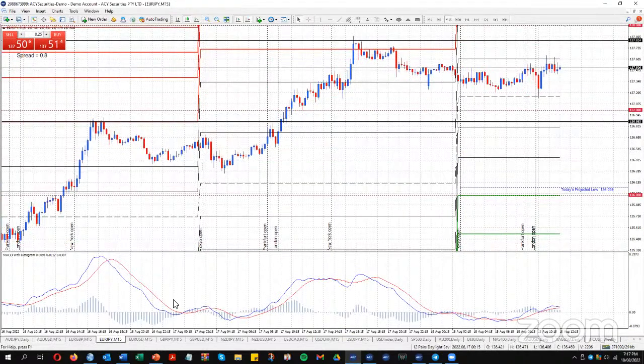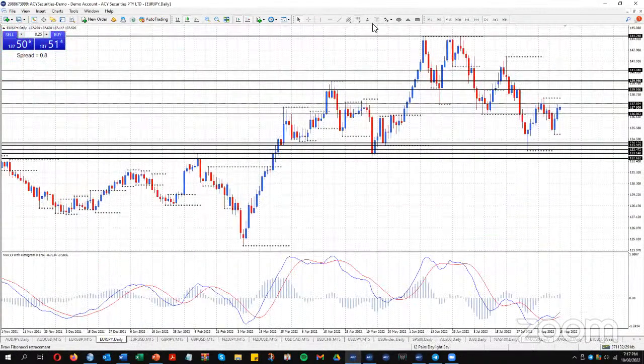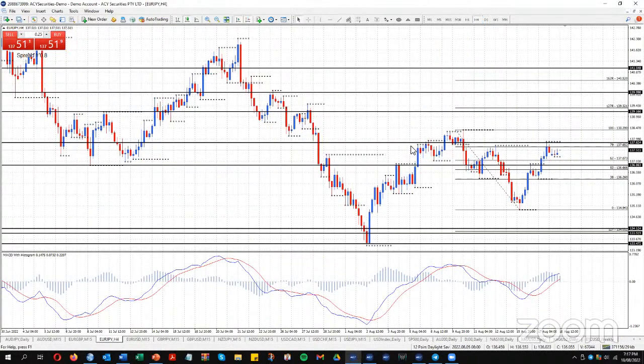All right, Euro Yen, covered that one already. Not moved much since I spoke about it. It's at that 79% area of that range. There's your 4-hour view once more.